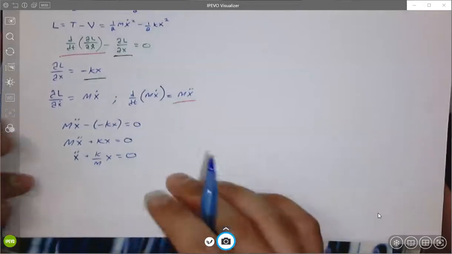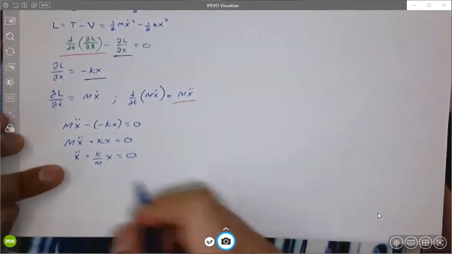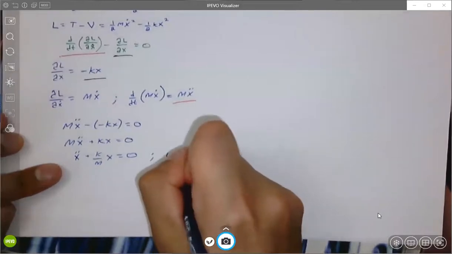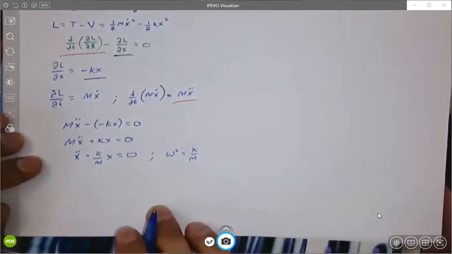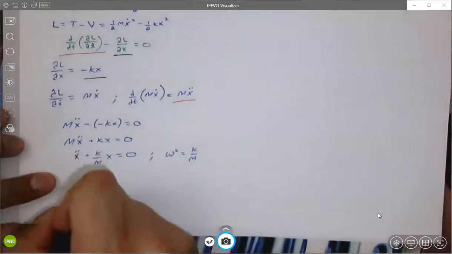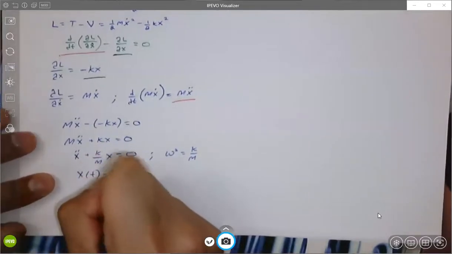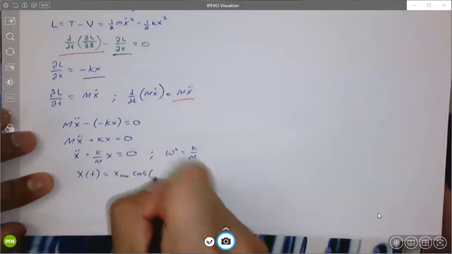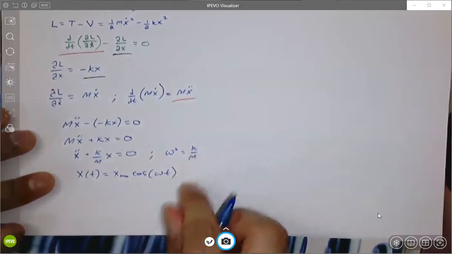So we can figure out what the generalized solution, or the general solution for x as a function of t is. Also, remember that omega squared is equal to k over m. Okay, so we could replace omega squared with this term right here. What we end up with as our generalized solution is going to be x as a function of time equals x max, which is the amplitude, times cosine of omega t, where omega is the square root of k over m.